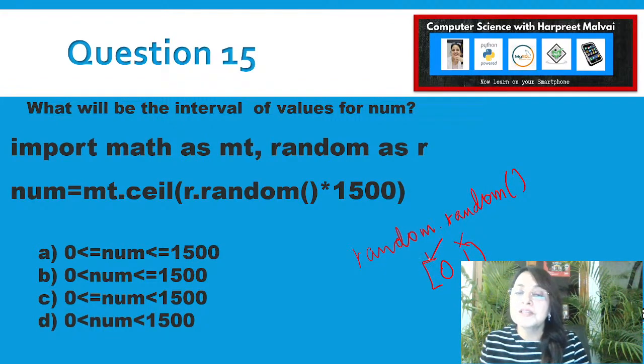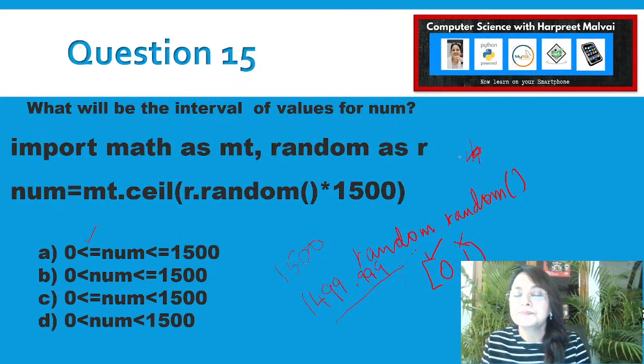So 0 is included. But for 1500, because we're multiplying by 1500 and 1 is not included, when I say ceil, what will happen is that I can get a number like 1499.9999, whatever. The possibility is there. So if this is possible, then when I use ceil, 1500 is going to be the output for this one.